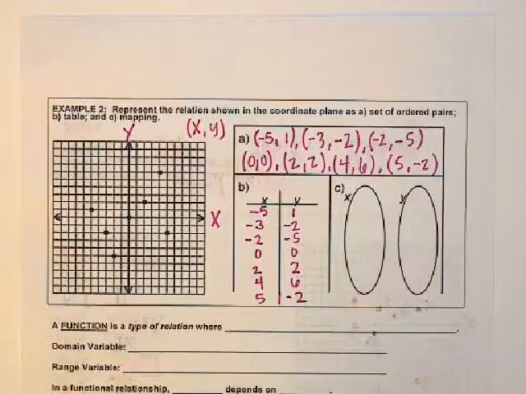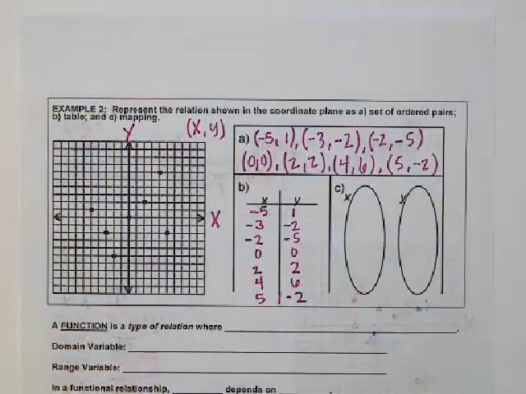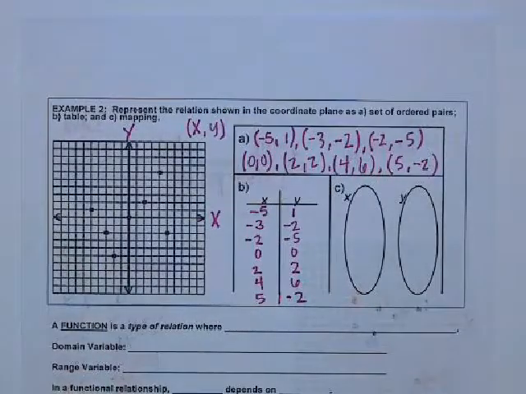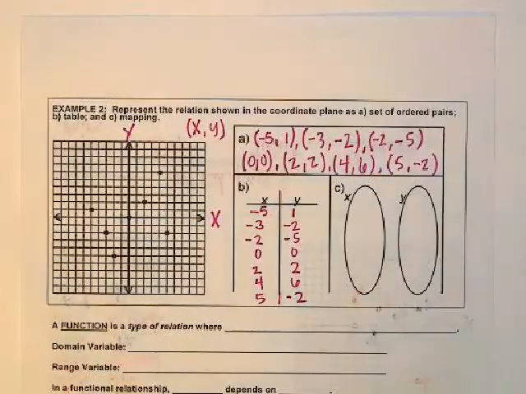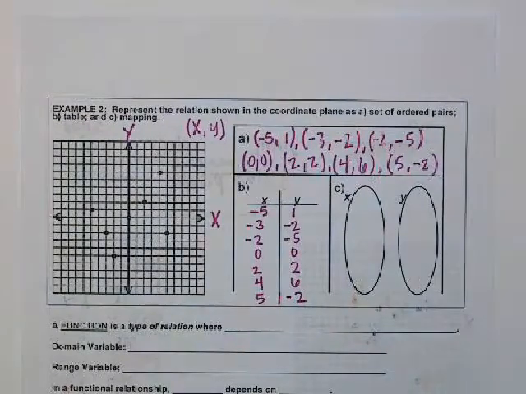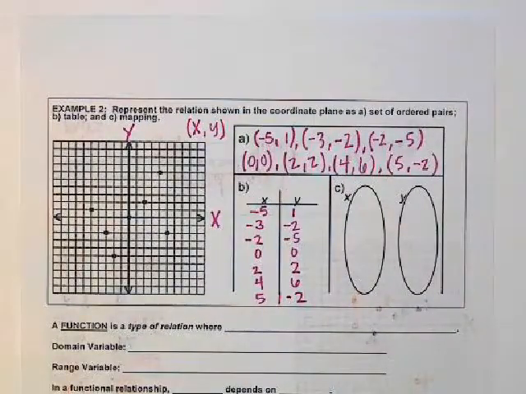Okay? All right, C says mapping. So this is the new thing. Well, not new, but newer. Okay? You've got two circles here. The one thing about a mapping that's different than a table, there's two things different. First, you can't repeat numbers in your X column, and then you can't repeat numbers in your Y column. All right, that's the first thing. Second thing is they have to be written least to greatest.